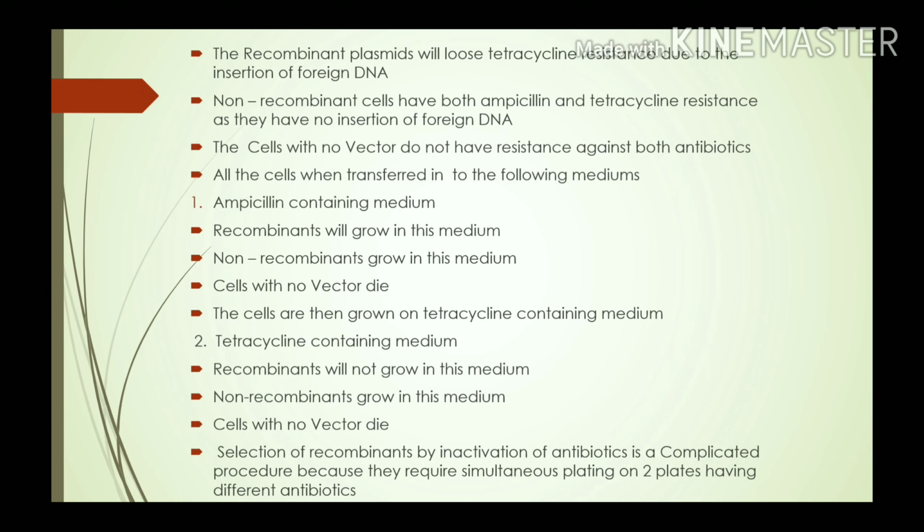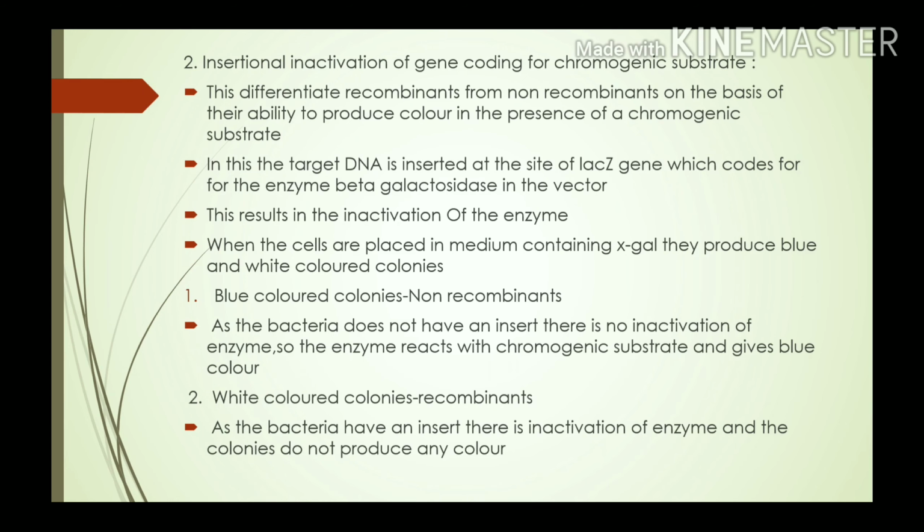And the next one: selection of recombinants by inactivation of antibiotics is a complicated procedure because it requires simultaneous plating on two plates having different antibiotics. So first we have to grow in ampicillin medium and then we have to transfer to the tetracycline medium. So it is a very complicated procedure. So they have invented another alternative, insertional inactivation of the gene coding for a chromogenic substrate.